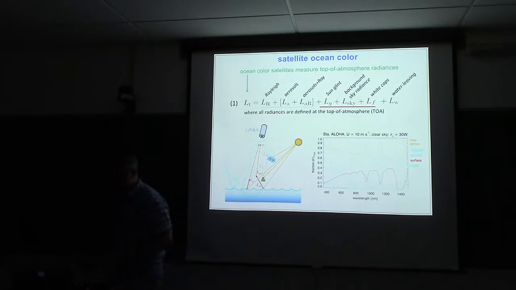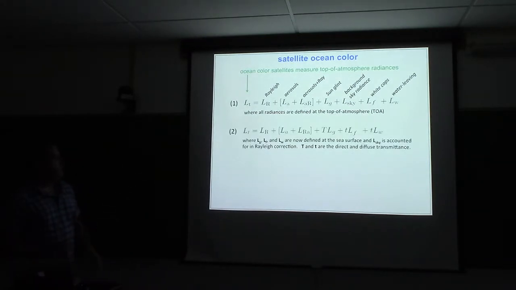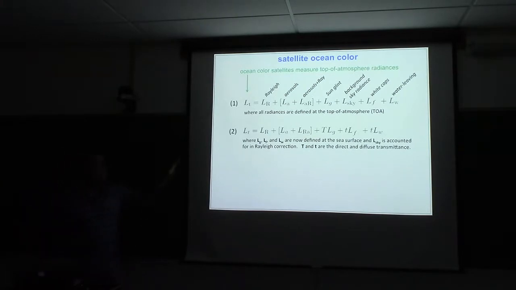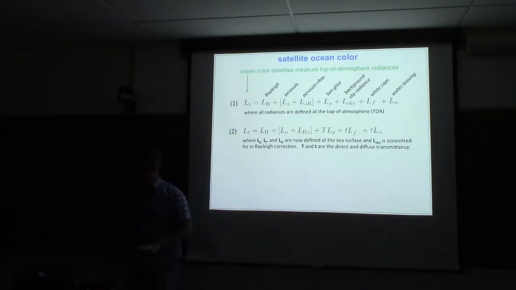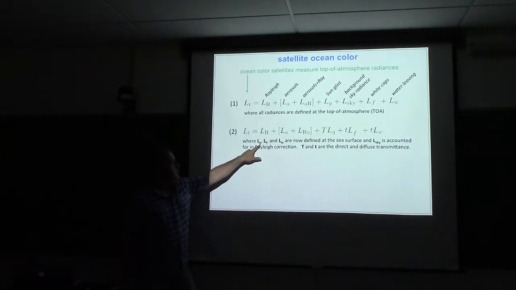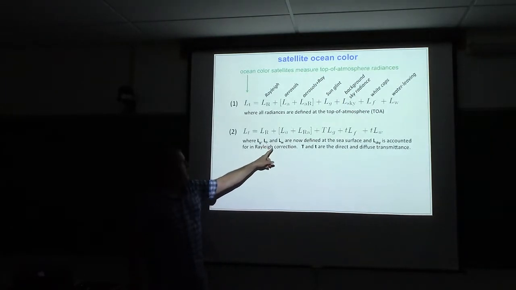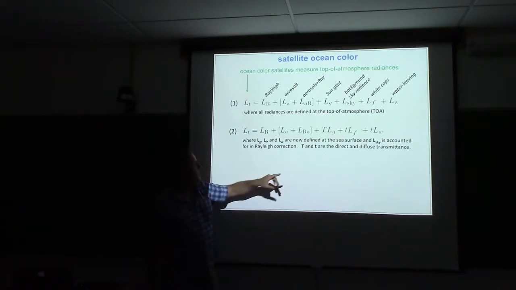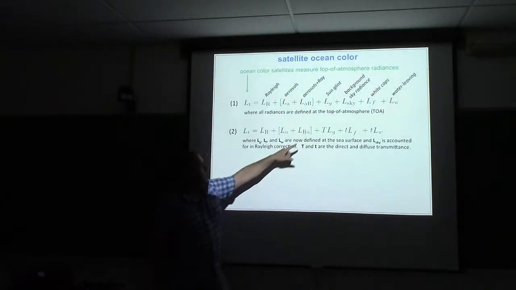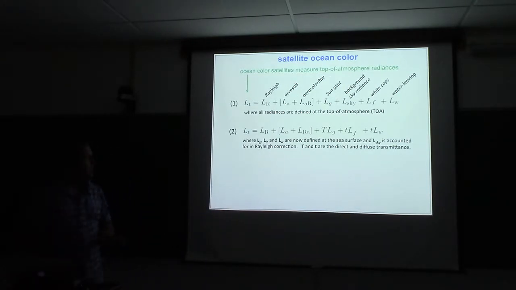So we're going to come back to this in a couple of different ways. Let's go back to the equation, and we're going to rewrite it. Instead of everything being defined at the top of the atmosphere, we're taking it down to the sea surface. The terms for glint, for whitecaps, the F is for foam, and for water-leaving reflectances are now defined at the sea surface.